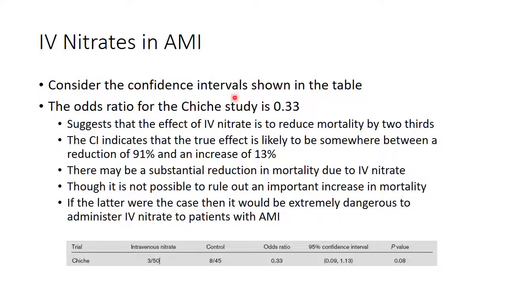So when considering the confidence intervals shown on the table, the odds ratio of the Cheech study is 0.33. This would suggest that the IV nitrate reduced mortality by about two-thirds, which looks pretty good. But the confidence interval would indicate that the true effect could be anywhere between a 91% reduction up to an increase of 13%, based on 0.09 to 1.13. So you can either find a very substantial reduction in mortality, or you may actually find that IV nitrates are dangerous. We just can't tell from this, because we cannot reject the null hypothesis, because that p-value is greater than 0.05. Because this includes our odds ratio of 1, which is the null hypothesis, we cannot reject anything here.